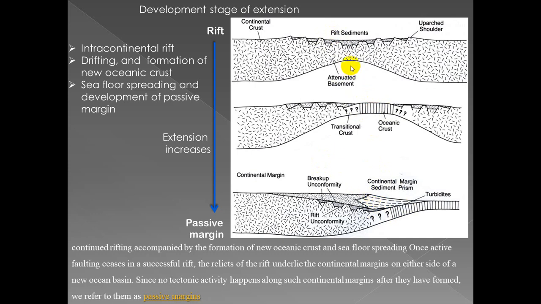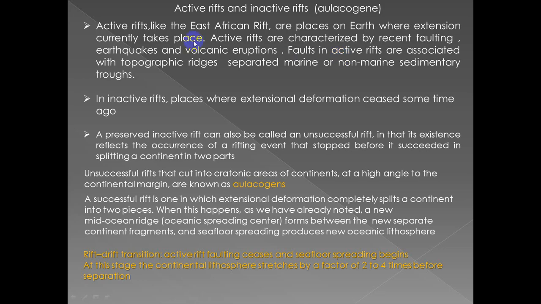But sometimes extension stops in this process. If the extension does not succeed in developing oceanic crust, it's called a failed rift, or inactive rift. The failed rift is also called an aulacogen rift. So we have two types of rifts: active rift and successful rift, which develops with time into an ocean. An inactive rift, or aulacogen, is a failed rift, a rift that cuts into cratonic areas of continents at a high angle to the continental margin. Okay.